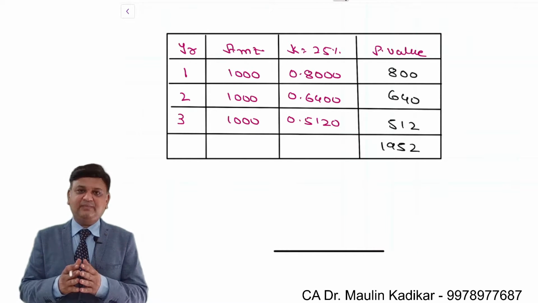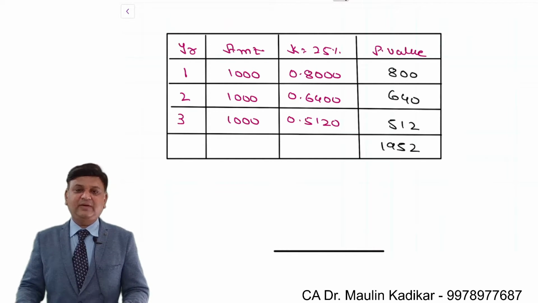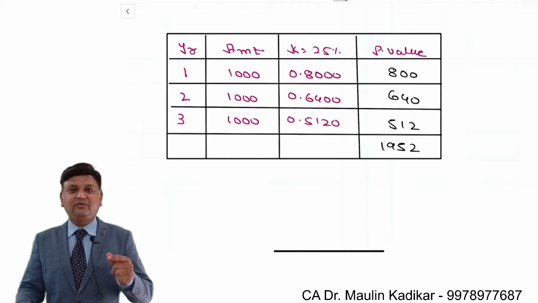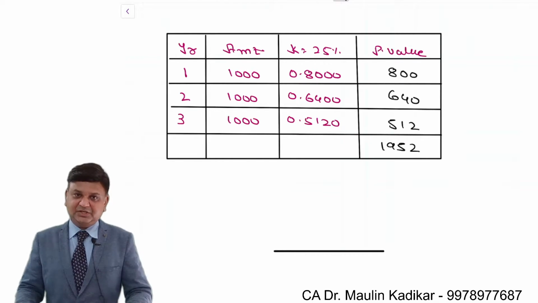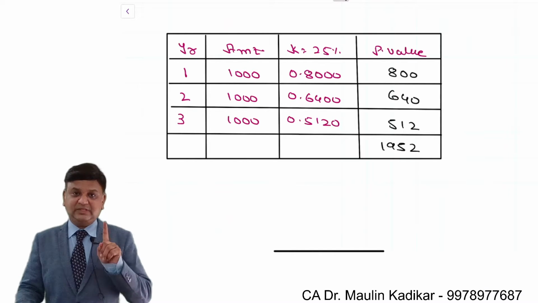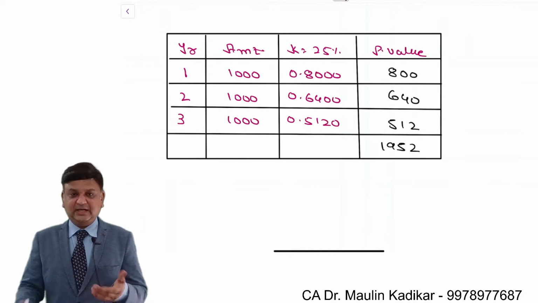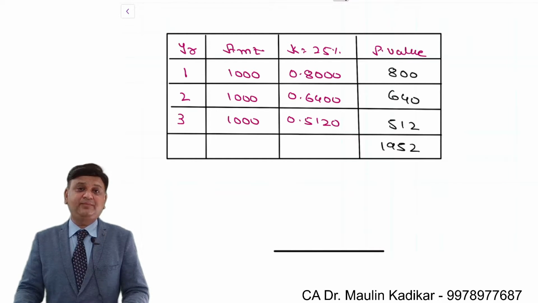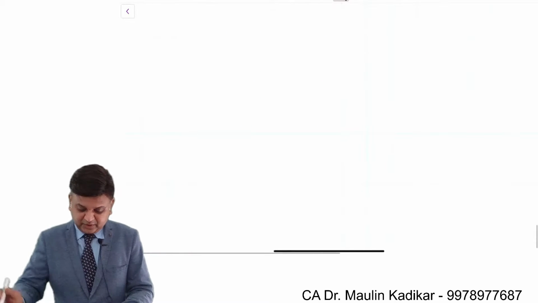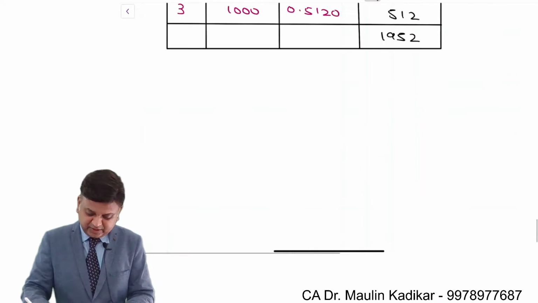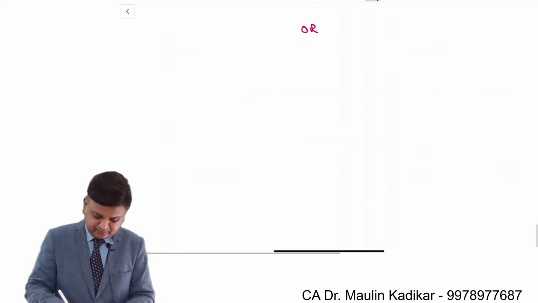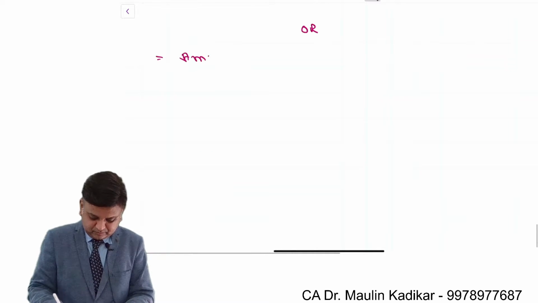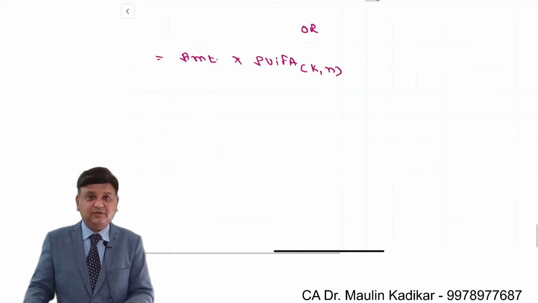Now friends, the same answer can be calculated with an alternative method. Why? Because both conditions are fulfilled to apply the annuity formula. The first condition is that the amount should be the same, which is satisfied. And second, it should be with the same time interval and it is also satisfied, because we have been provided with annual amounts. So a smart student like you can do the working like this: Amount into PVIFA at the rate of K, cost of capital, for n number of years.